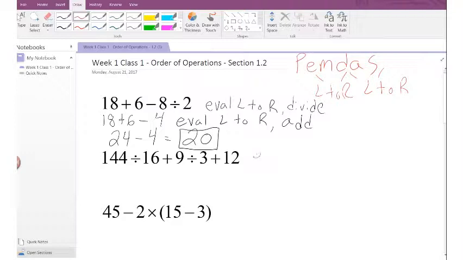Second problem, again, we're going to evaluate left to right. Evaluate left to right. And when I do that, I see I've got division, addition, division, and addition. What are we going to do? Divide. Remind me of your name again? Grayson. Divide. We are going to divide. Now, Grayson, there are 2 places to divide. We have 144 divided by 16, and we have 9 divided by 3.